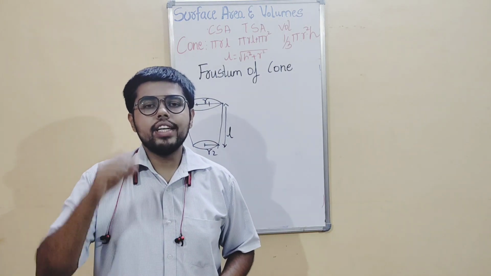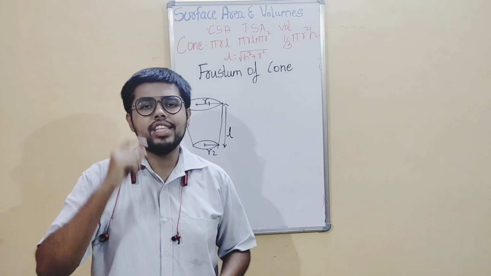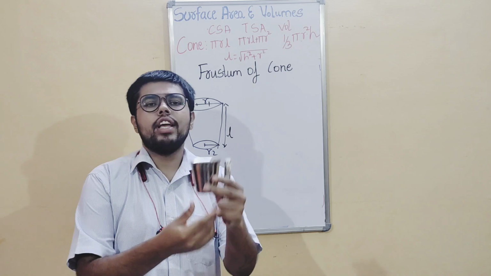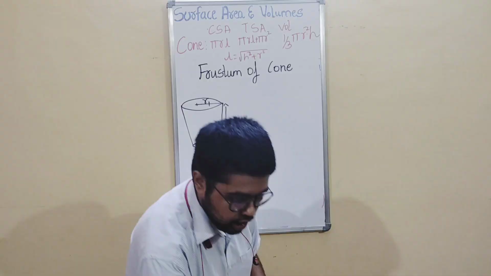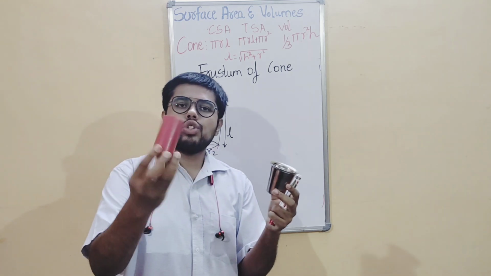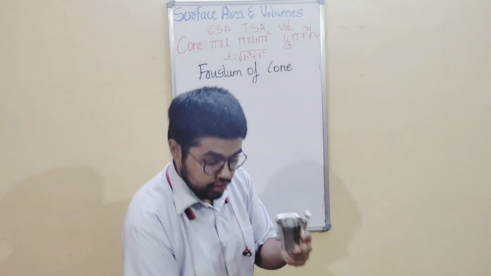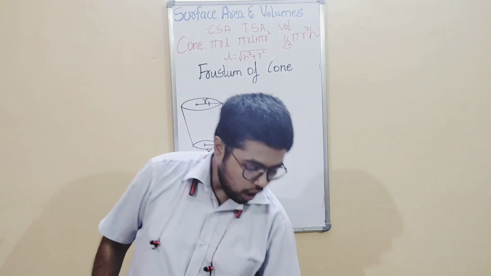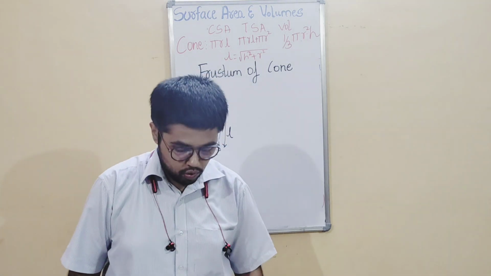So students, now let us see the formulas of the frustum of a cone. Even this is very easy. What is the frustum of a cone? See, it is the shape of a glass. What is the difference between a cylinder and a frustum of a cone? A cylinder has two circles of the same radius. But the frustum of a cone has two circles again, but of different radii. How do you get the frustum of a cone?